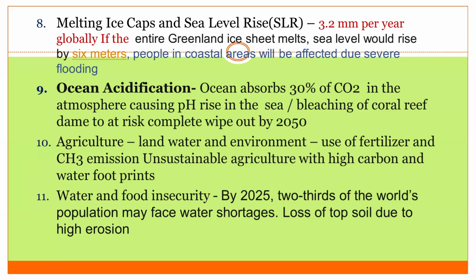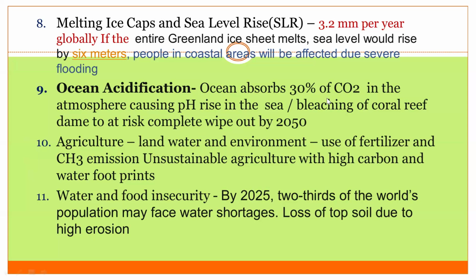Number 8 is melting ice caps and sea level rise. Sea level rise has been calculated as 3.2 millimeters per year globally. If the entire Greenland ice sheet melts, sea level would rise by 6 meters. People in coastal areas will be affected due to severe flooding.